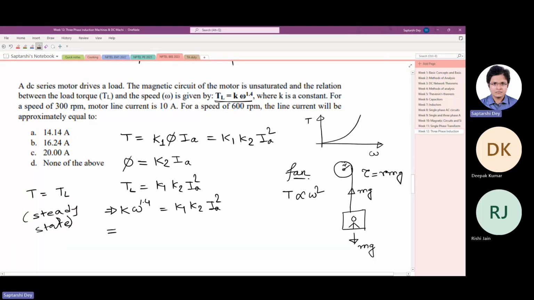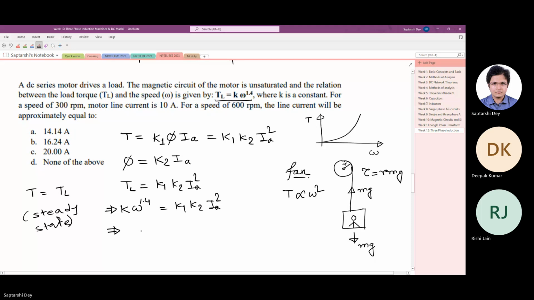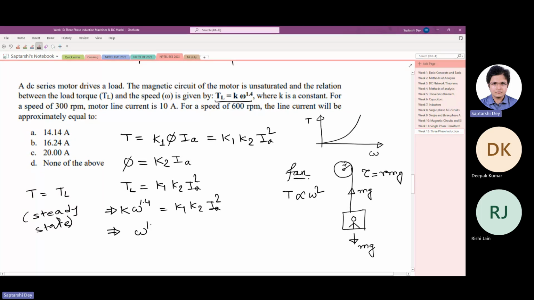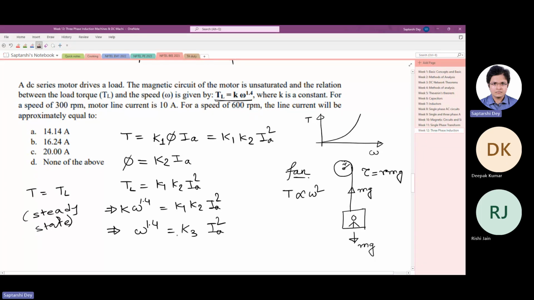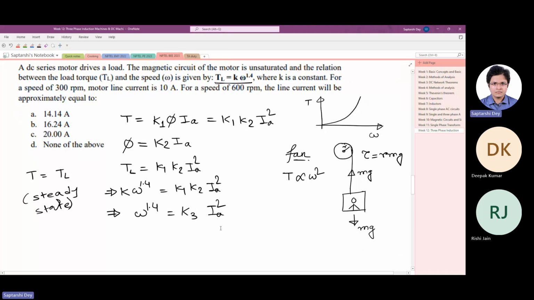So from here we can write that omega to the power 1.4 equals some other constant K3 I squared. So this is the relation between the speed and the current of the system. Now you have to simply put it like this.